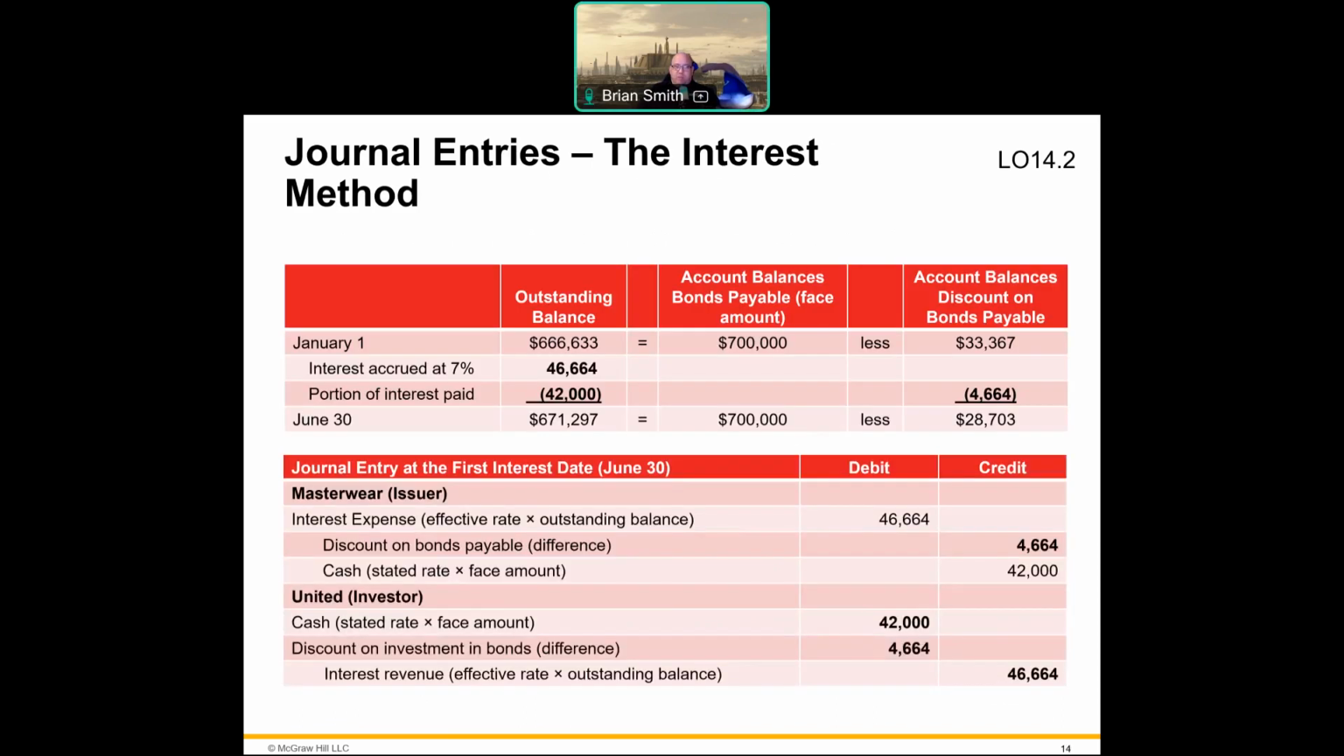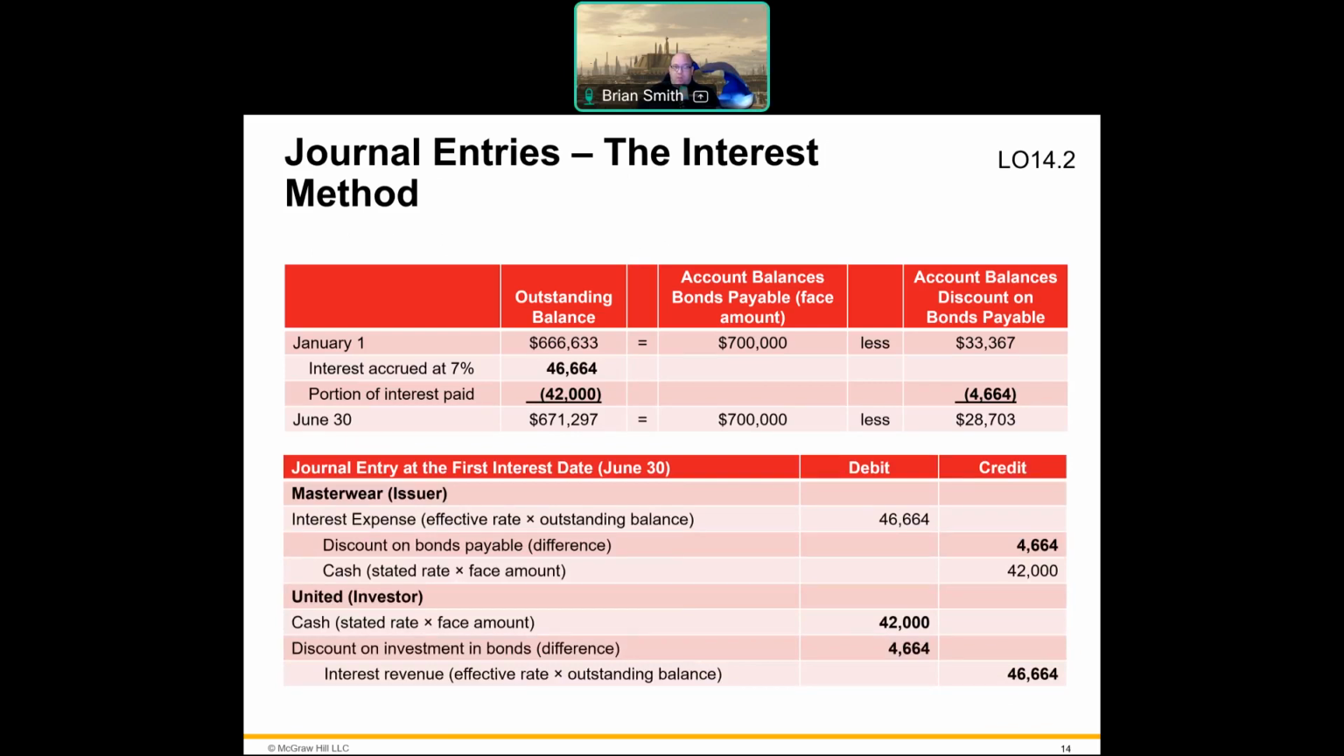Then for every interest payment we make, at least at June 30th here, we're going to be debiting the interest expense, 46,664 at the effective rate. The cash amount is less than that. So we're going to pay the 42,000, which is the 6% stated rate. The difference is how much we're going to take out of the discount on bonds payable account. And that's the act of amortizing it. You can see what the investor is going to do.